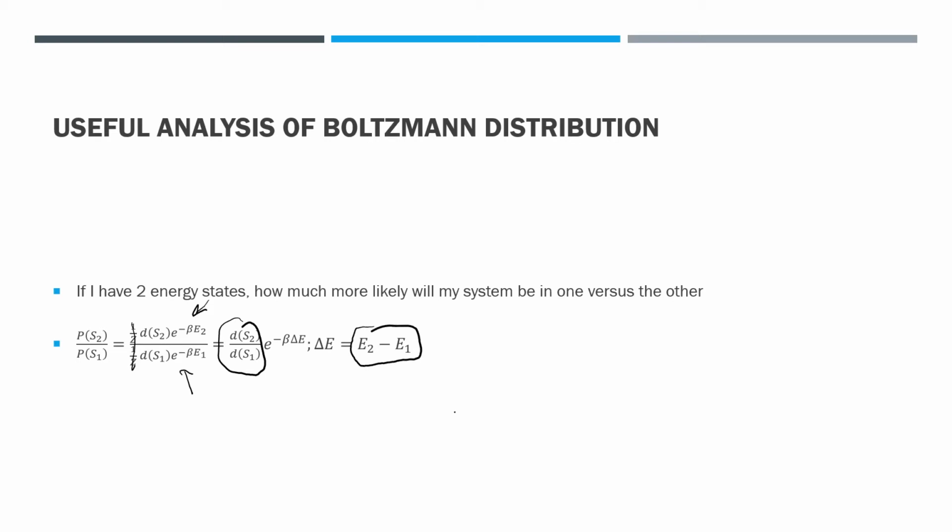So this is a really nice expression because we've just gotten rid of our partition function and we don't have to worry about trying to calculate that. We only have to worry about our degeneracies and our temperature, which is included in the beta term, and the energies of the two states, and we can just take the difference of those two.